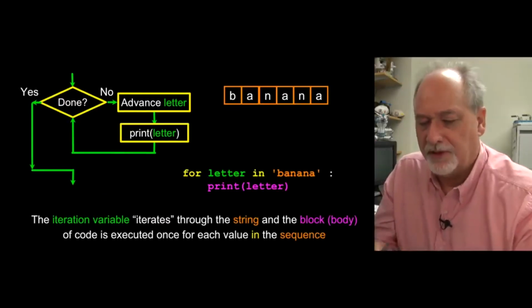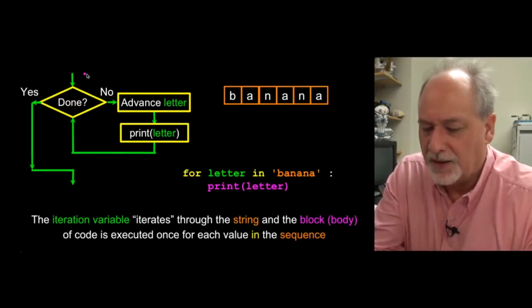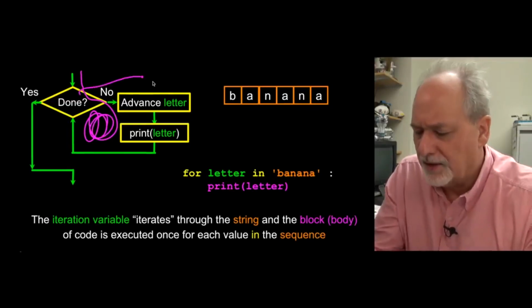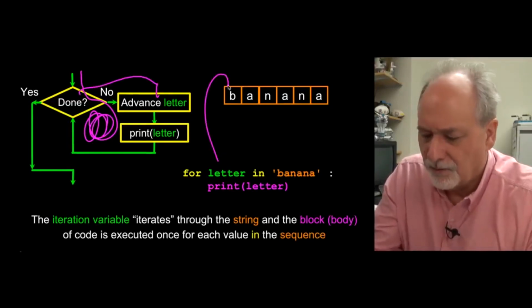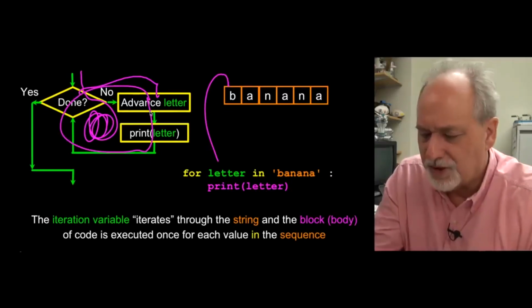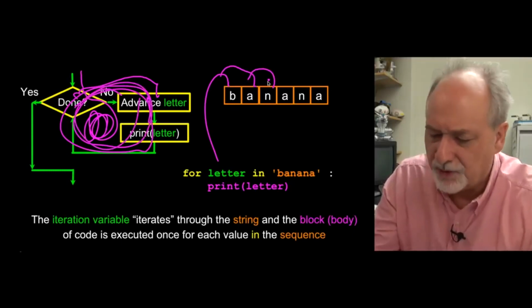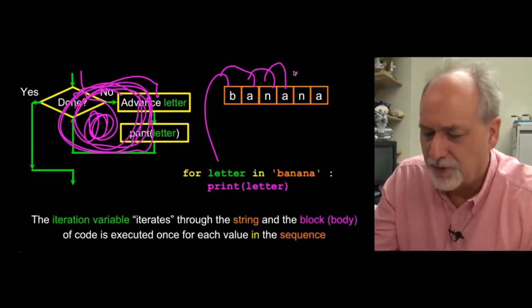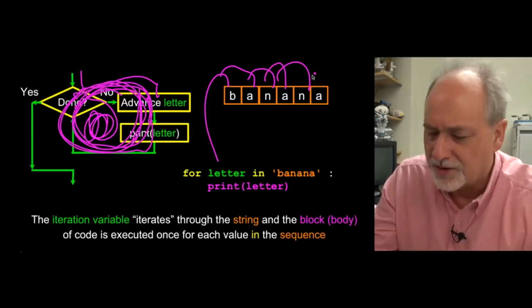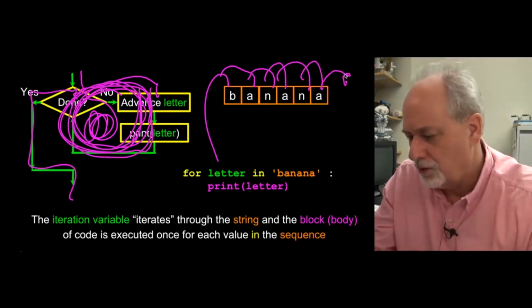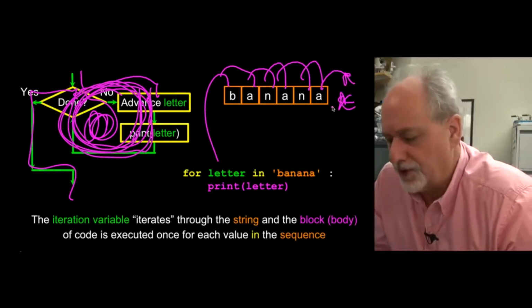The for loop is both deciding how many times to run the loop, in this case 6, and it's advancing the letter. So advance, print, decide whether you're done, advance, print, decide whether you're done, advance, print, decide whether you're done, advance, print, decide whether you're done. I am now done because we're done with that particular string.